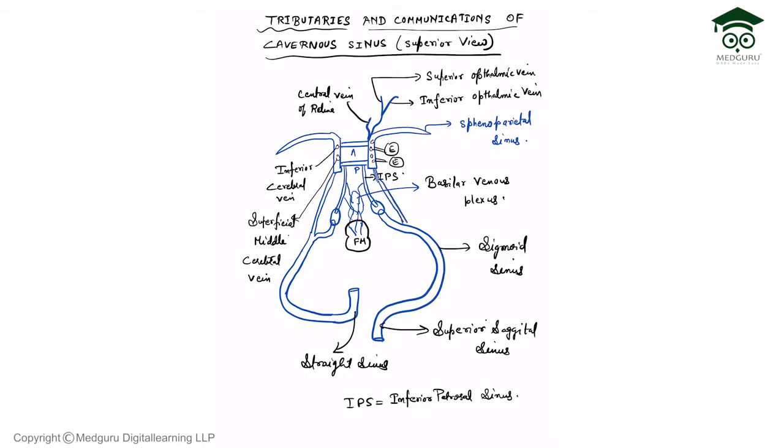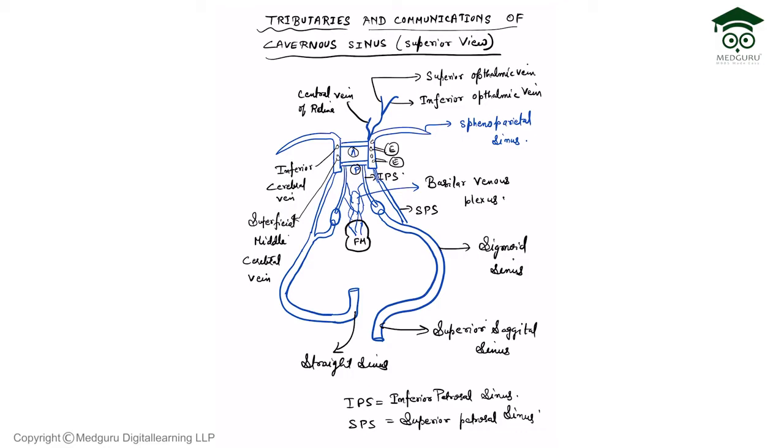Other communication will be SPS. SPS is superior petrosal sinus, and superior petrosal sinus connects the cavernous sinus with the transverse sinus. So as it is superior view, it is shown like this. So some of these veins are showing the communications and others are the tributaries of the cavernous sinus. So important tributaries which we can see in this diagram are superior ophthalmic vein, inferior ophthalmic vein, central vein of the retina, sphenoparietal sinus which is a tributary from the meninges, inferior cerebral vein, and superficial middle cerebral vein; these two are the tributaries from the brain.